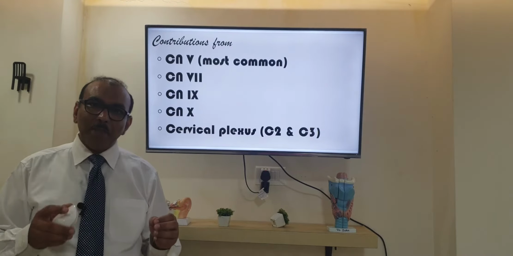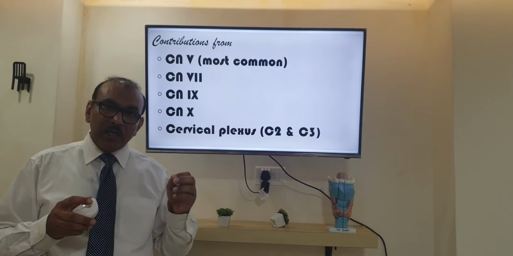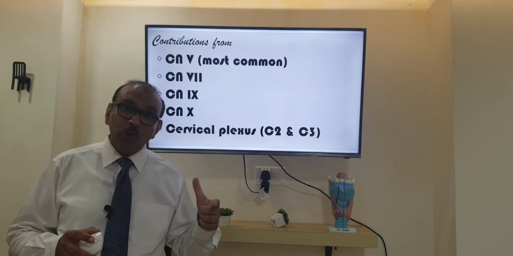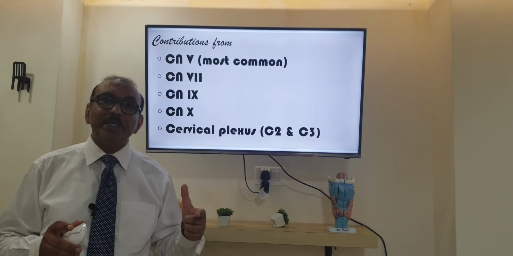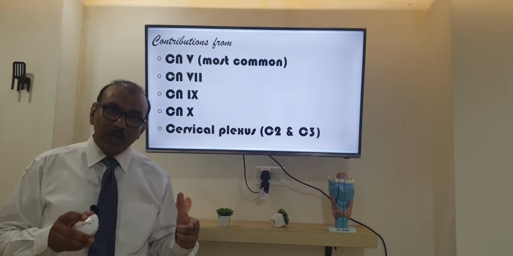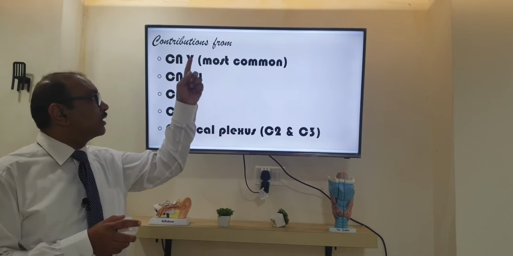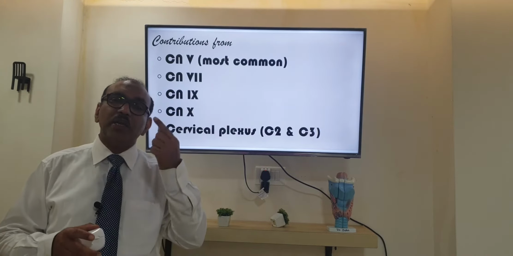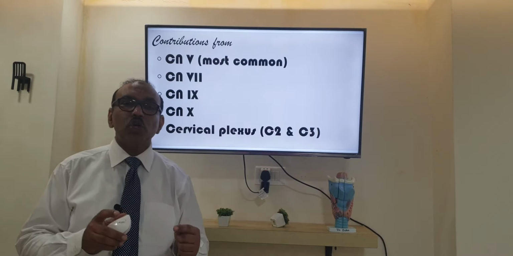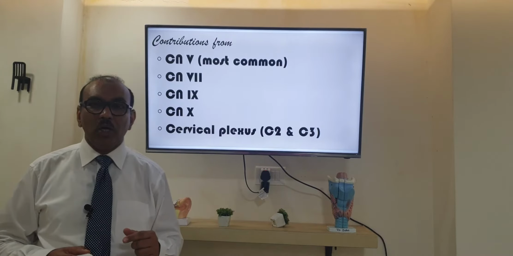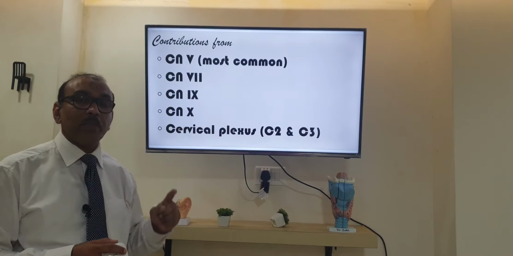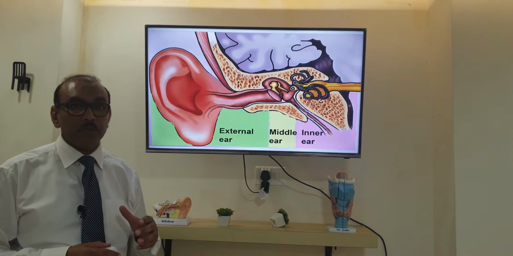So what happens is, ear pain can be related to a disease of the ear alone, which is termed primary otalgia, or it can be a disease anywhere else supplied by these cranial nerves, and the pain is radiated or referred to the ear, which is called secondary otalgia. Now let us see what parts are supplied by these cranial nerves.